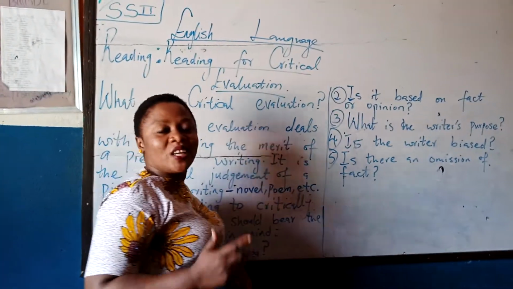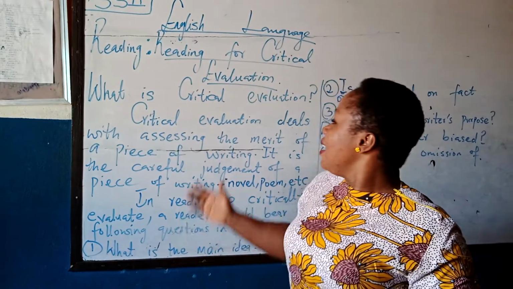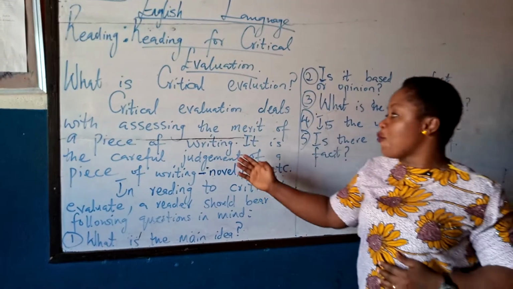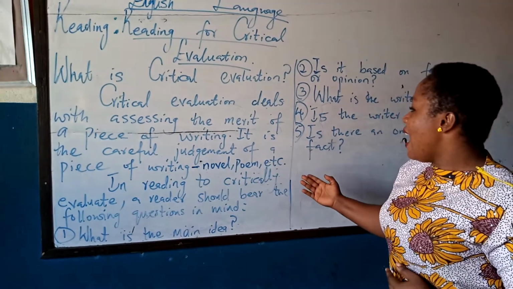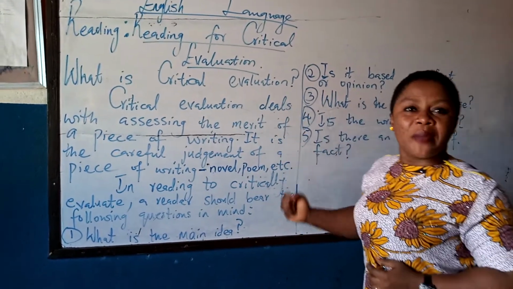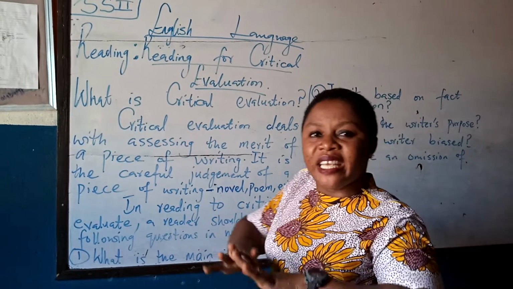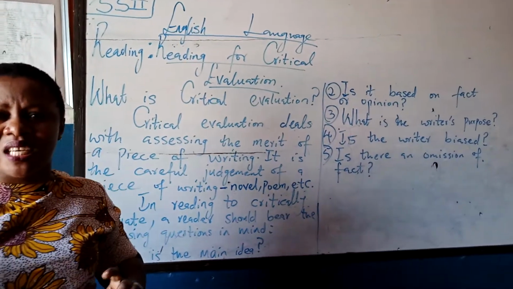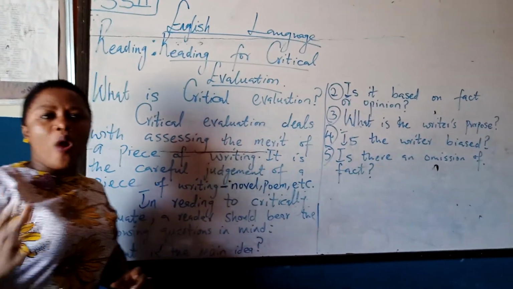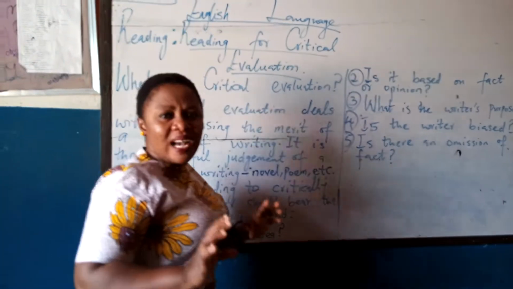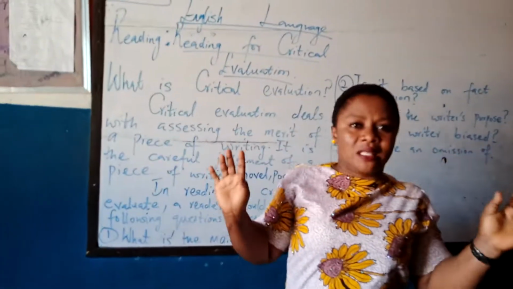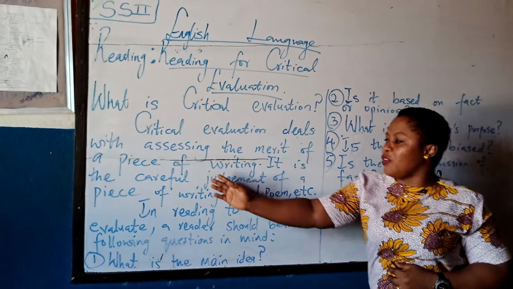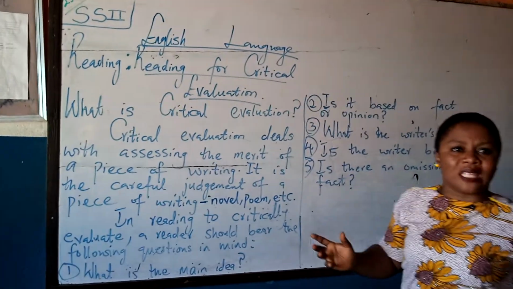Today we'll be looking at reading for critical evaluation. Now, what is critical evaluation? Critical evaluation deals with assessing the merit of a piece of writing. When we talk about assessing the merit of a piece of writing, it deals with reading a text critically to assess how well a writer has written their piece, or possibly having to carefully judge a piece of writing.